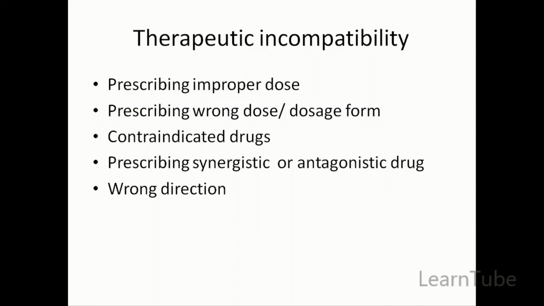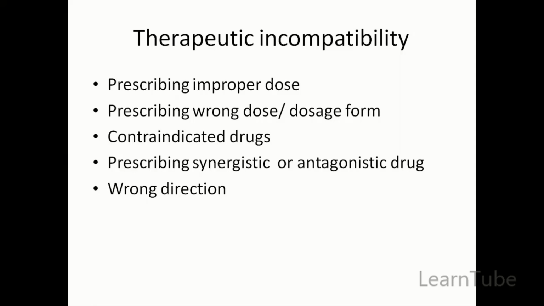Now what do you mean by contraindicated drugs? The drugs which are not to be administered at the same time, or a particular drug, say for example I am having peptic ulcers. In that case you should never administer corticosteroids in peptic ulcer, it will worsen the condition. So this is a contraindication: if you have peptic ulcer, corticosteroids should not be prescribed.